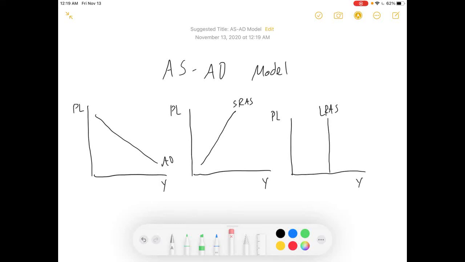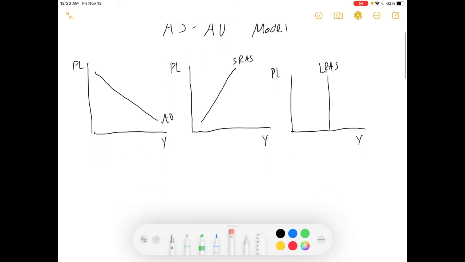Hey everyone, welcome to my video on the aggregate demand aggregate supply model. Over the last few videos, I've spent a lot of time explaining these three different graphs to you, and in this video, I'm going to combine them. It's going to be a little bit longer than the other ones because we're going to hit this model from a lot of different angles.